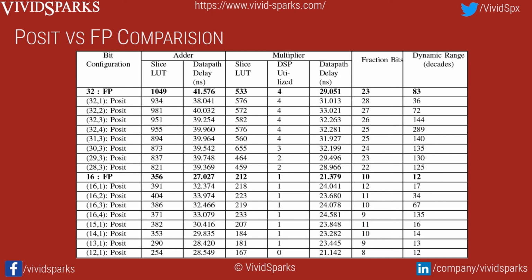So we did compare POSIT with floating point operations, floating point units. There are a lot of papers out there which do the same thing. You could see that POSIT 16,2 or 16,1 is a better replacement for, I would say, 32-bit floats.